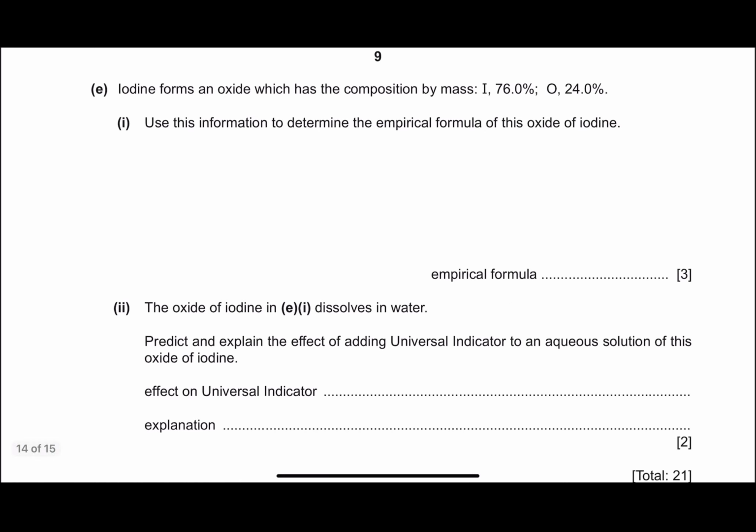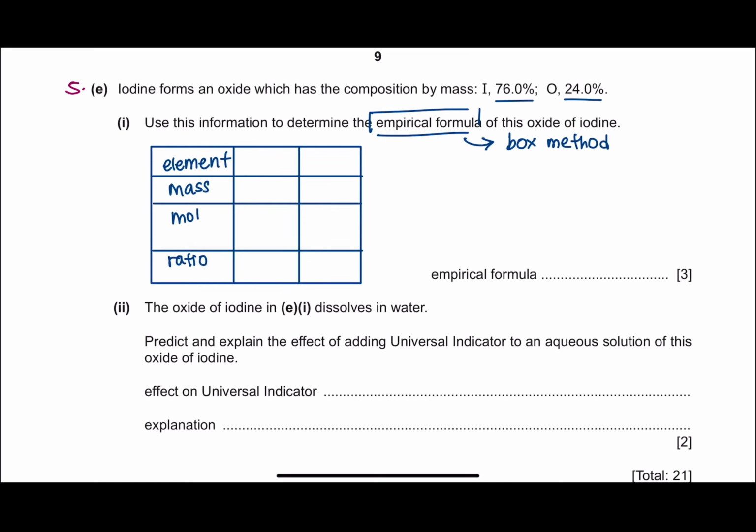Now this is the question from October-November 2016, question 5. It says that iodine forms an oxide with the composition by mass of 76% iodine and oxygen of 24%. Use this information to determine the empirical formula of this oxide. Now this question is similar with the previous question, and you have to use box method. So we only have 2 elements over here, which is iodine and oxygen, and the mass of composition would be 76% for iodine and 24% for oxygen.